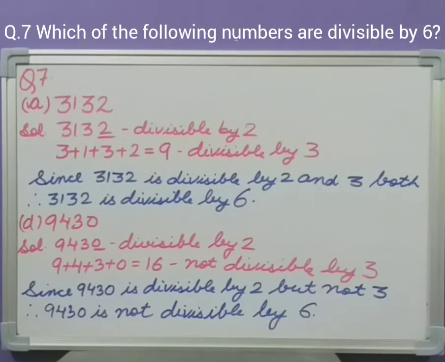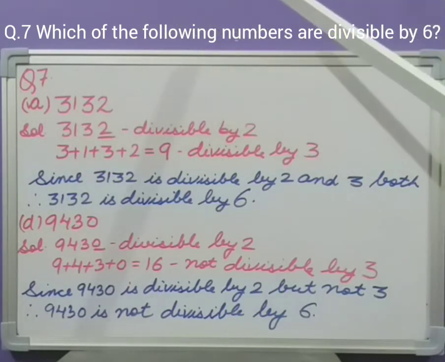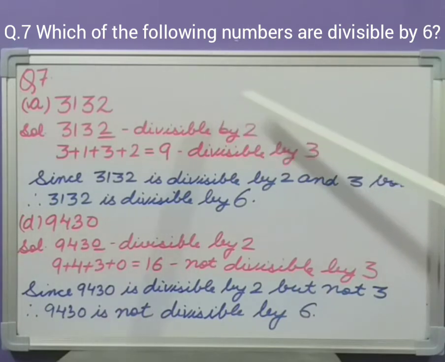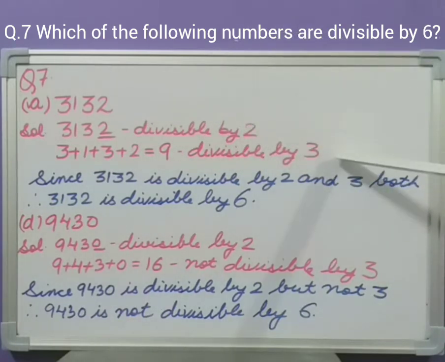Number 7. Which of the following is divisible by 6? Now, a number is said to be divisible by 6 if it is divisible by 2 as well as 3. That means it should be divisible by both the numbers 2 and 3. If it is divisible by 2 and not 3, then it will not be divisible by 6. If it is divisible by 3 and not 2, then also it will not be divisible by 6. Therefore, the important condition is it should be divisible by 2 as well as 3. Then only the number will be divisible by 6.